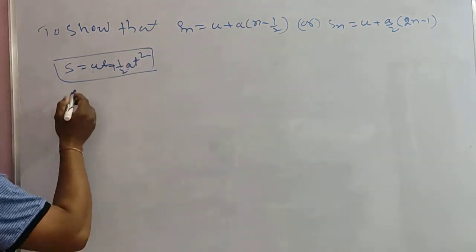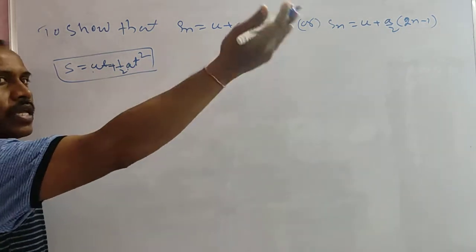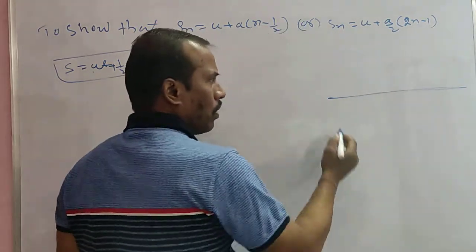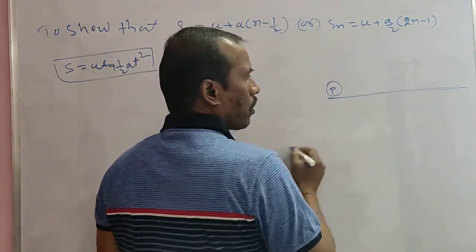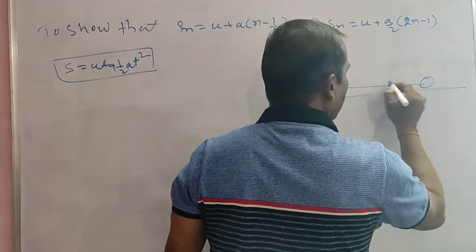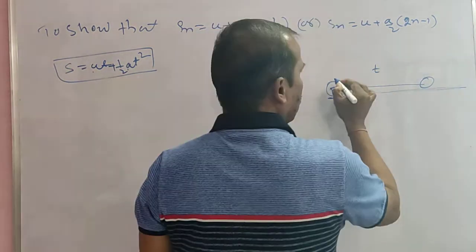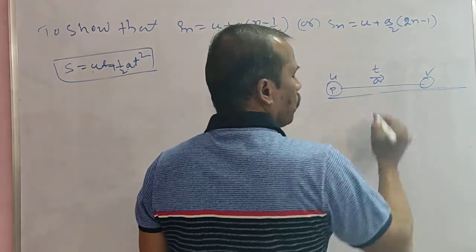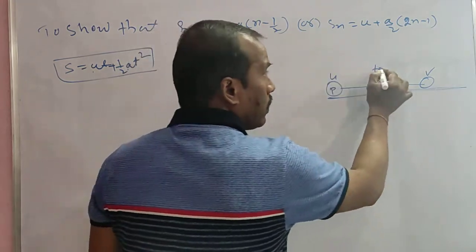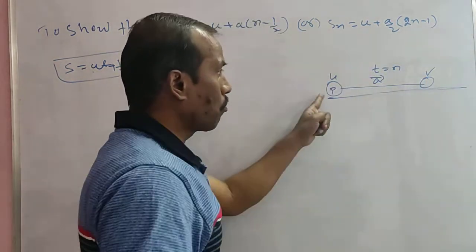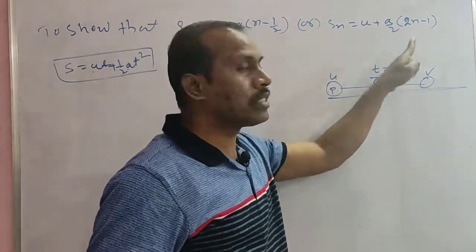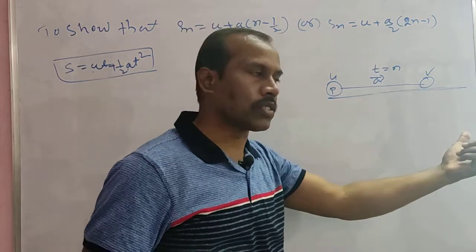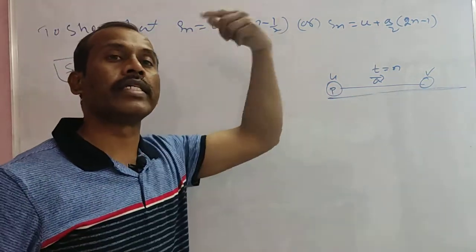Now the particle moves along the straight line for n seconds. For example, this is a straight line and particle P is moving along it, with time taken t, initial velocity u, final velocity v, and uniform acceleration a, where t is equal to n seconds. So we find the displacement of the particle in n seconds.